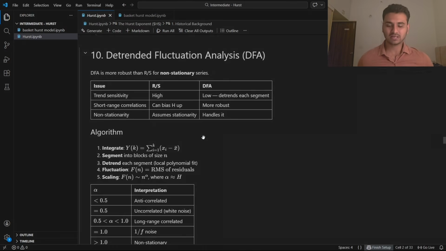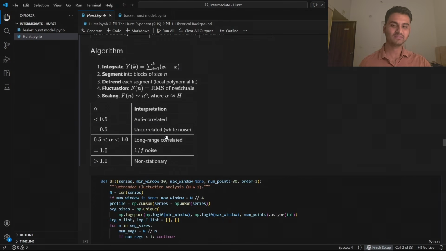Now, coming back to trend sensitivity, R/S is highly sensitive, whereas DFA detrends each segment, taking each window and detrending it. Short-range correlation can bias the Hurst towards the upper side and give false positive signals, whereas DFA is more robust. On non-stationarity, R/S assumes stationarity, whereas DFA handles it. Now the algorithm on how we can integrate it: segment it into blocks of n.